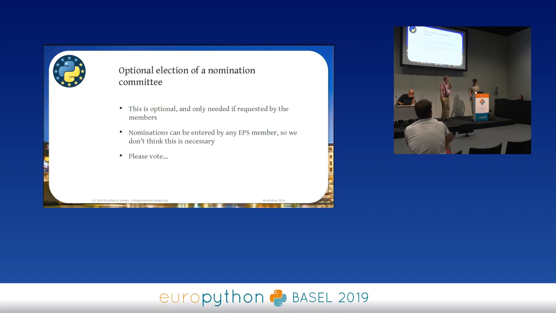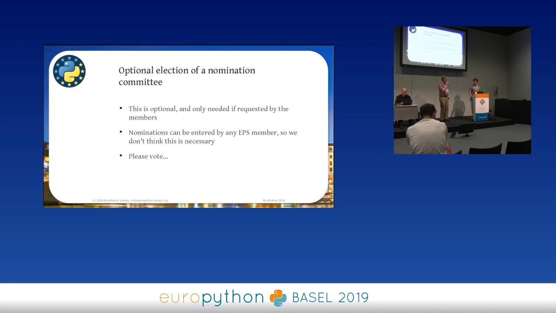In the past, we have basically not voted on this, or we just said we don't need it, because essentially anyone can be a board member, and nominations can be entered by any EPS member. So by putting in a nomination committee, we would limit this. Actually, the answer is the opposite. A nomination committee has the job of encouraging people to volunteer. Right, but we have avoided this in the past because we found it unnecessary to have just the committee select the people that can be nominated.